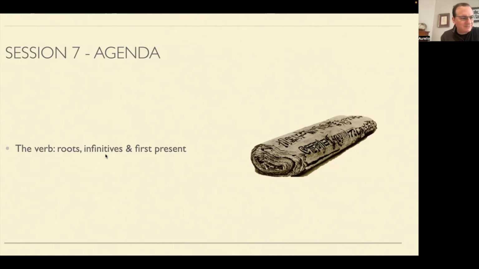How is the infinitive formed? And finally, how do you then use infinitives to make the first present, which is one of the most common forms of the verb that you'll find in Egyptian, if not the most common, in Late Egyptian, I should say.